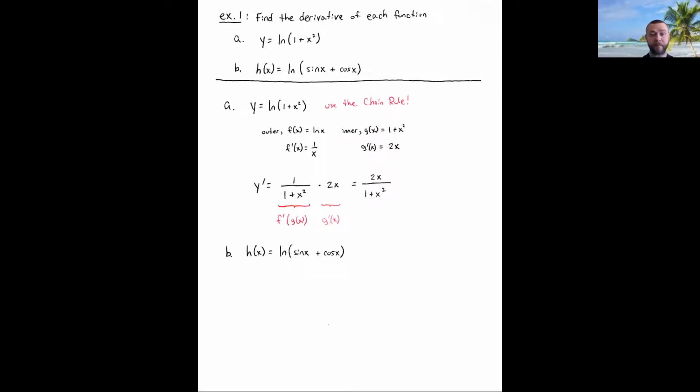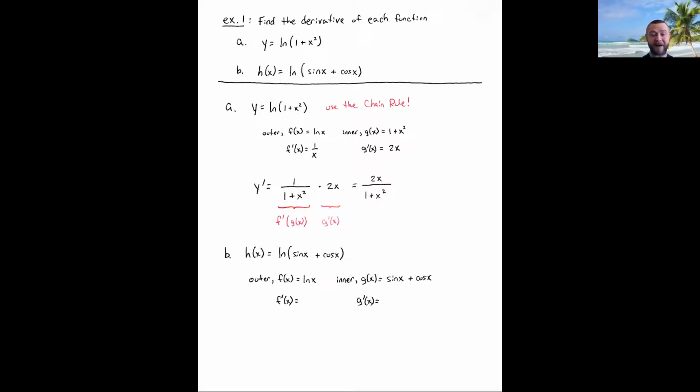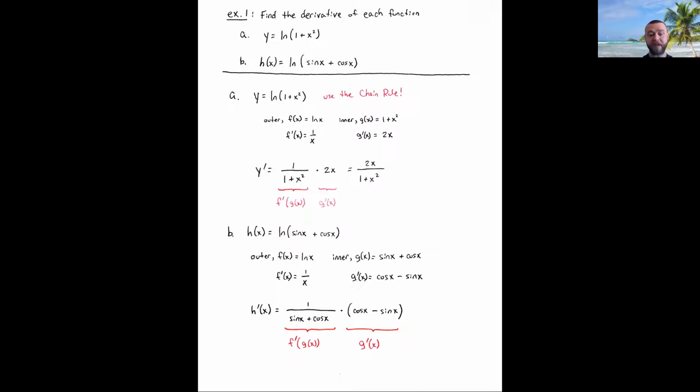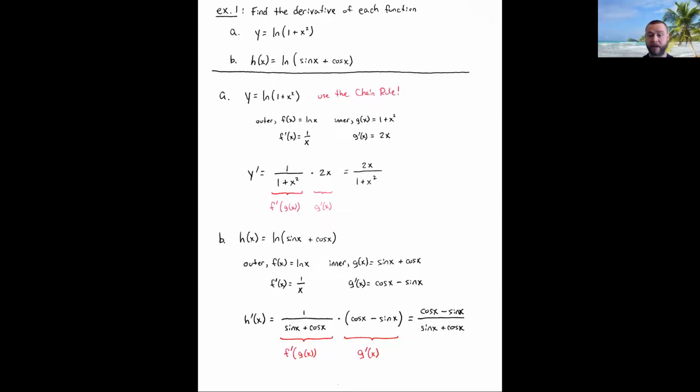Okay, let's look at part B. Part B is also going to require the chain rule, since we have functions inside functions. Start off by identifying your outer and inner functions. The outer function here is still natural log of x. The inner function is now sine of x plus cosine of x. The derivatives are rather simple. Keep in mind your basic trig derivatives. And if we combine the pieces back together with the chain rule, f prime of g of x times g prime, we get this expression. That again can be expressed as a single fraction. We clean it up a little bit and we get that.